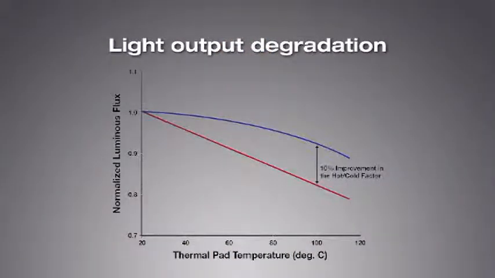Let's take a look at the following figure, which illustrates the light output degradation as a function of thermal pad temperature. The red line represents the old hot-cold factor, and the blue line represents the improved hot-cold factor of Luxion Rebel LEDs. Note that at 100 degrees C, the light output level is about 10% higher, which is a major advantage. One may wonder, why would 10% make such a big difference?